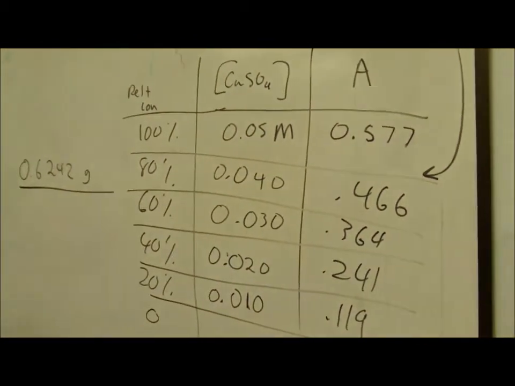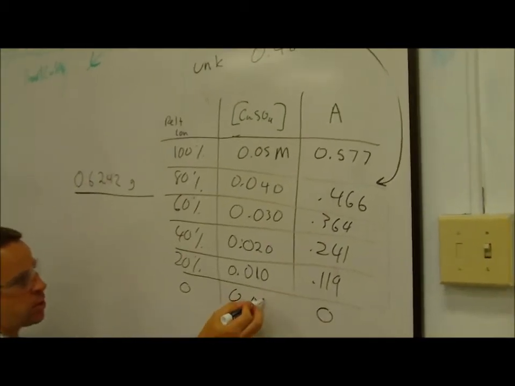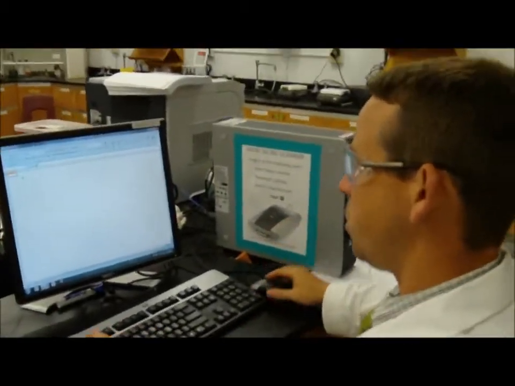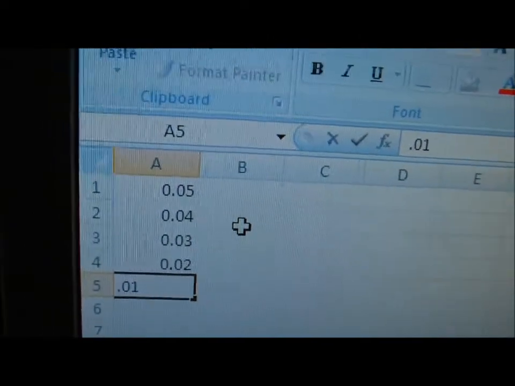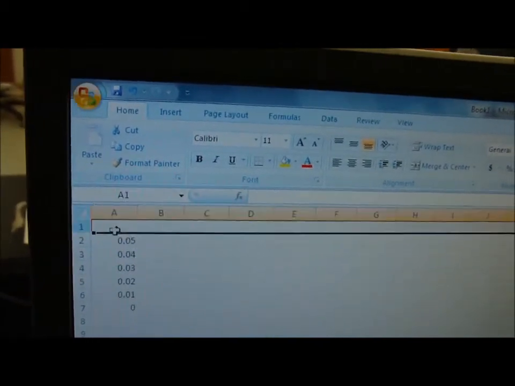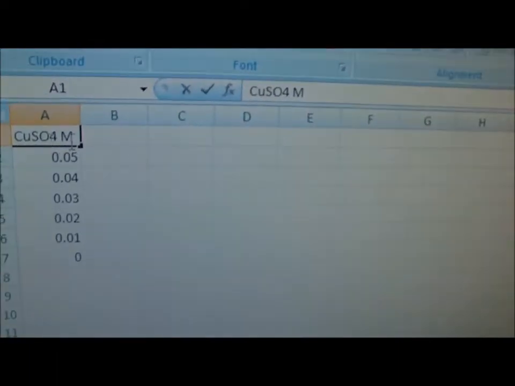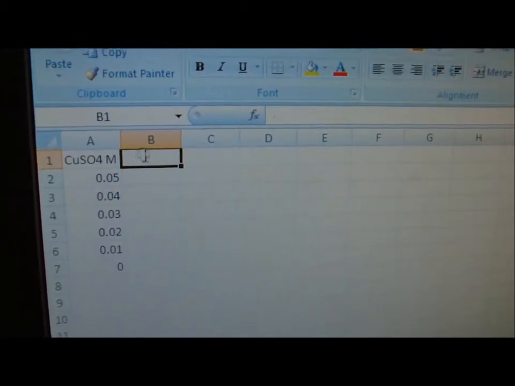All right, so I have these values here that I determined their absorption for. I have their concentrations. Obviously, this one here is a concentration of 0. So now I can plot these in Excel and get the relationship between the absorbance and the concentration. So my concentrations were 0.05, 0.04, 0.03, 0.02, 0.01, and 0. These were my concentrations of my copper sulfate in molar concentrations.